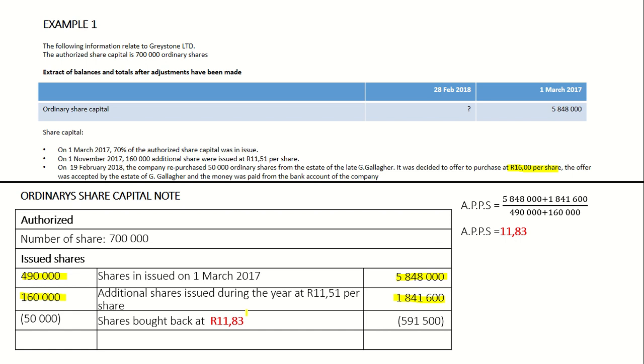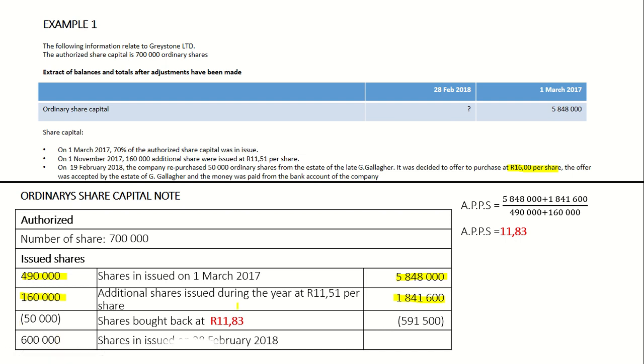The amount that you get, which is 591,500, you will put it in brackets. When you calculate your average price per share, please remember to always round it off to 2 decimal places. I repeat, when you calculate average price per share, please remember to round it off to 2 decimal places. And in this case, you will have 490 plus 160 minus 50,000 will give you 600,000.